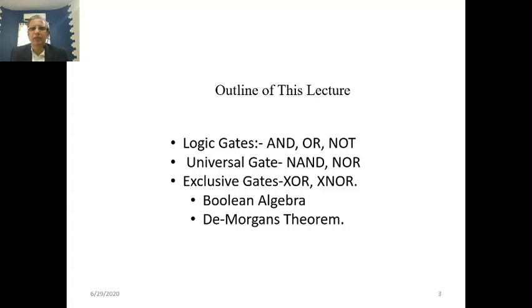Now in this lecture we are going to study the different basic logic gates, that is AND gate, OR gate and NOT gate. Then the introduction to universal gates, NAND gate and NOR gate, and XOR and XNOR gate, and these gates are exclusive gates. After that we will discuss Boolean algebra and De Morgan's theorem, and what is the use of Boolean algebra and De Morgan's theorem.